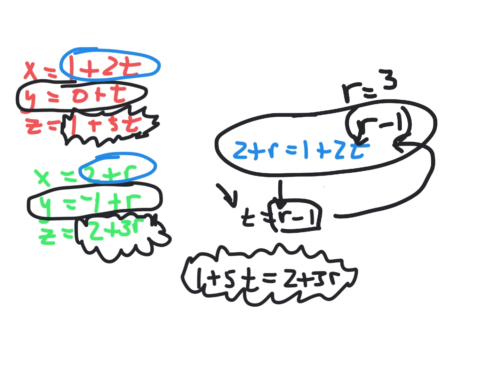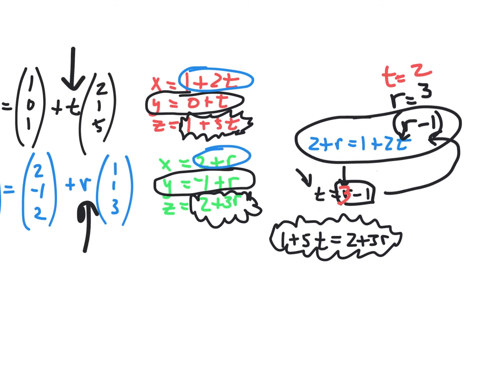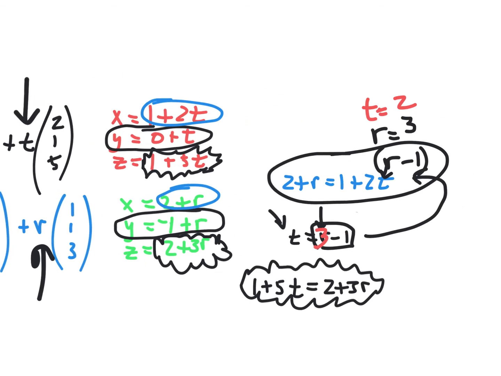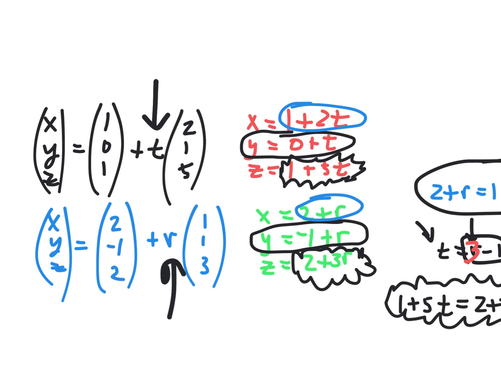Okay, good. If r is 3, then I put a 3 right here. And what's t got to be? 2. So what do you do with that? t equals 2, r equals 3. Those are the timers. That's right here. Okay, t was 2, r was 3. Guess what's going to happen when I multiply that all out? Get the same exact point. And that means that they intersect at that point.